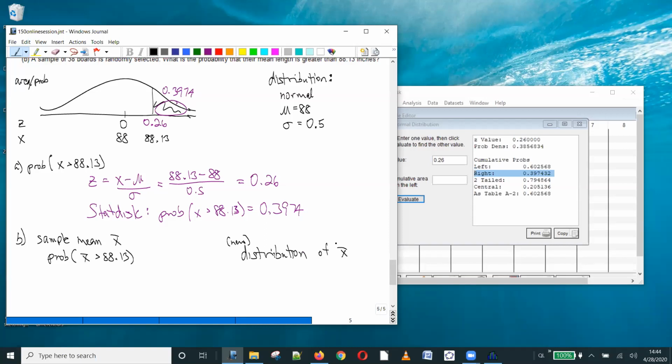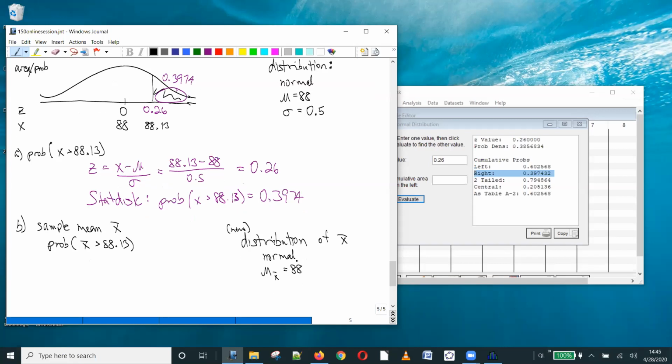Okay, so first of all, what's the shape? Because the original population is normal, the distribution of x bar is also normal. That's the first thing. The second thing, the mean from the original population was 88. It turns out, this is discussed in more detail in the notes, in the lecture, the mean from the population is 88. Therefore, the mean for x bar is also 88.